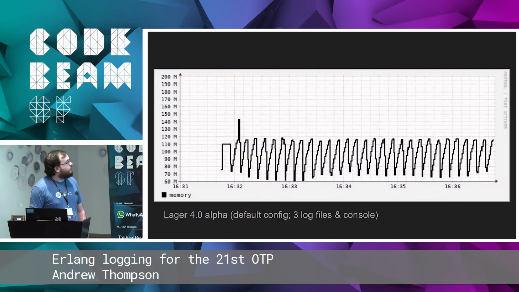So this is Logger 4.0, alpha, whatever. Now the units are going to change on the graph because I couldn't figure out how to configure RRD tool. But basically you see that we stay basically below 120 megabytes.